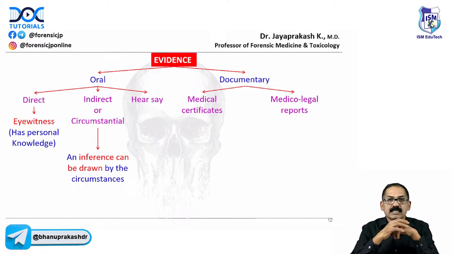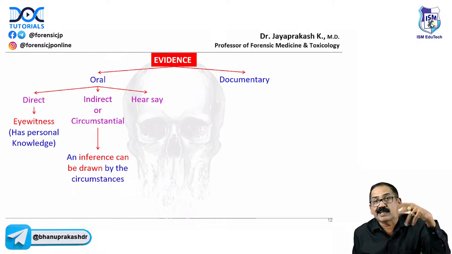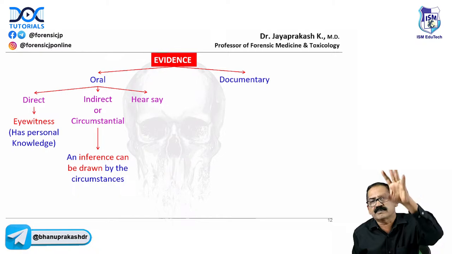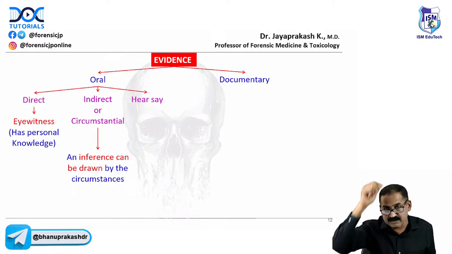Hearsay evidence means you hear through somebody and go and tell it to somebody. That's all. You don't have personal knowledge, and you cannot draw any inference. A goes to the court of law and says that he attended B's marriage with C. At that time he met D. Then when talking to D, he heard E telling X that Z has seen Y stabbing M. That is hearsay evidence.